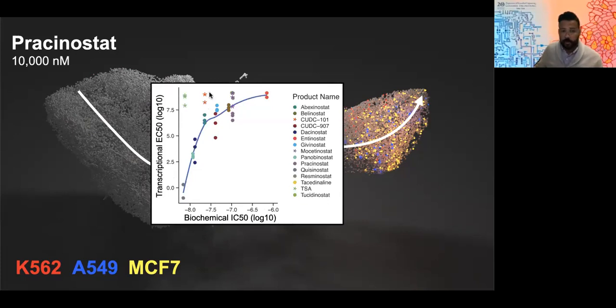We do observe that there were some outliers, and it was interesting to see that when we went back into our compound library list, these were some of the most insoluble compounds in our library. So even though this is a particularly potent HDAC inhibitor, likely because it crashed out of solution, cells weren't exposed to a high enough dose to push them into the trajectory very far.